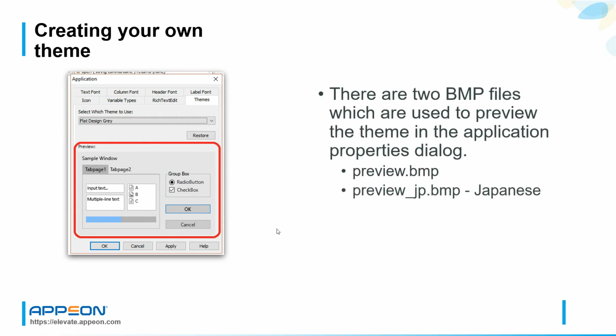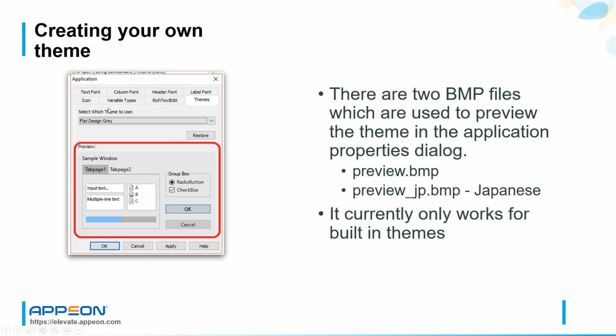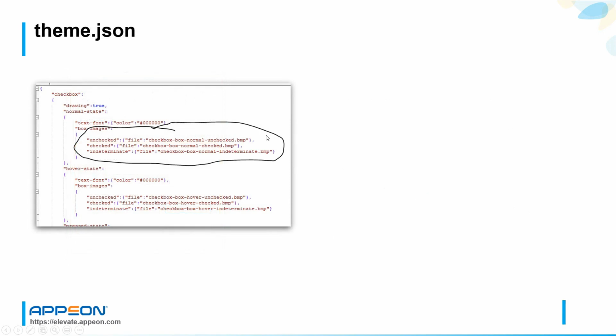There's actually 2 other files. There's a preview.bitmap and a preview.jp.bitmap file that are provided with the built-in themes, and they are used when you change this theme option in the application dialog, to show you what the theme will look like. This only works for built-in themes, though. I've tried providing my own preview.bitmap file with my theme, and all that ever displays when you change to a custom theme in this drop-down is just gray. It doesn't actually render using that bitmap. So just something to be aware of.